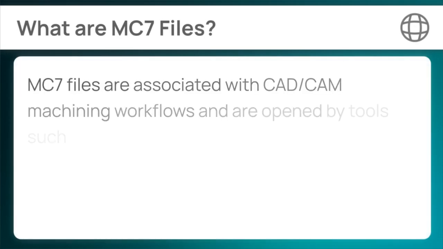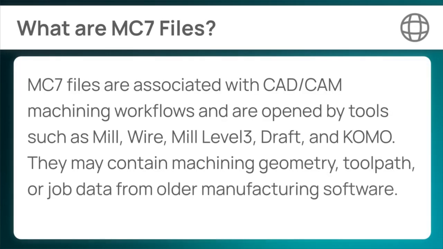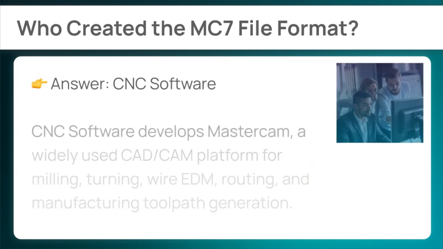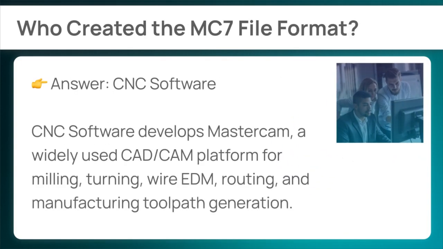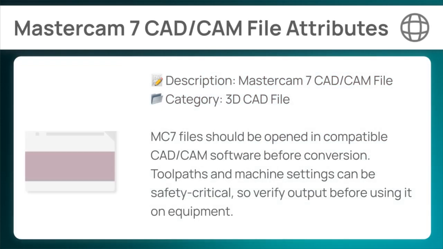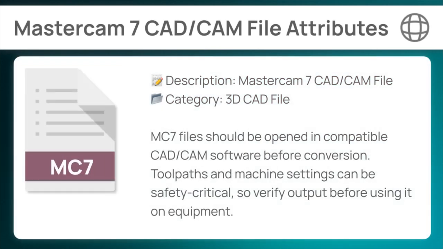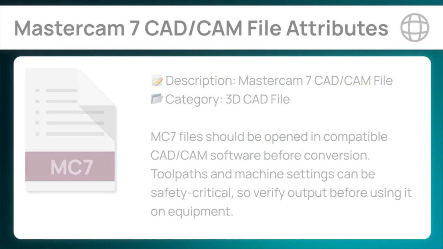MC7 files are associated with CAD/CAM machining workflows and are opened by tools such as mill, wire, mill level 3, draft, and KOMO. They may contain machining geometry, toolpath, or job data from older manufacturing software. MC7 files should be opened in compatible CAD/CAM software before conversion. Toolpaths and machine settings can be safety critical, so verify output before using it on equipment.